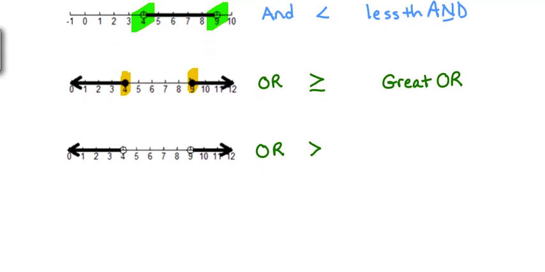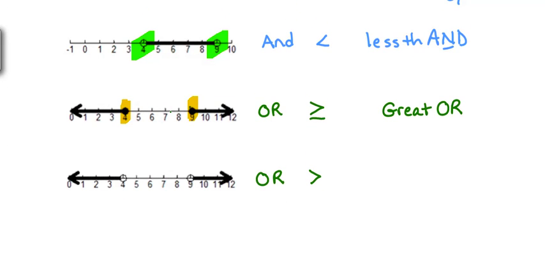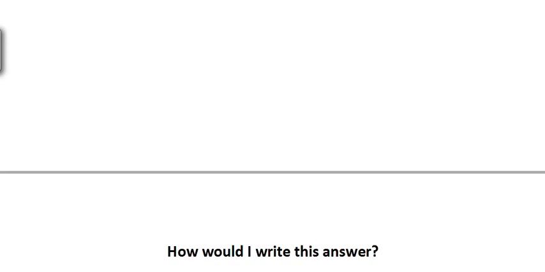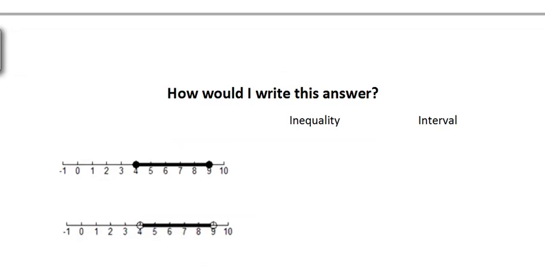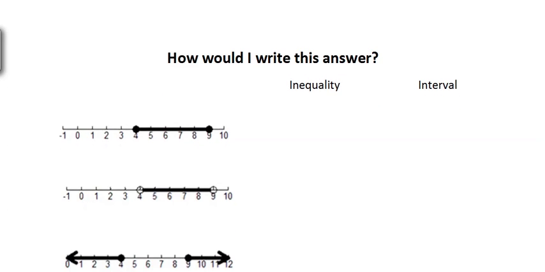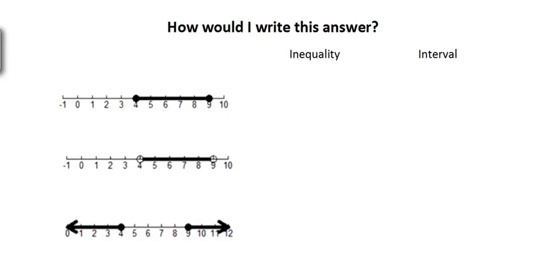So that's working from a graph backwards. Now let's look at how you write the answers to these. Just because you can pick out a graph doesn't mean you know what the answer should be. So you have 2 ways to write it. You can write it as an inequality that has the greater than, less than symbols, or you can write it as an interval that has brackets or parentheses.